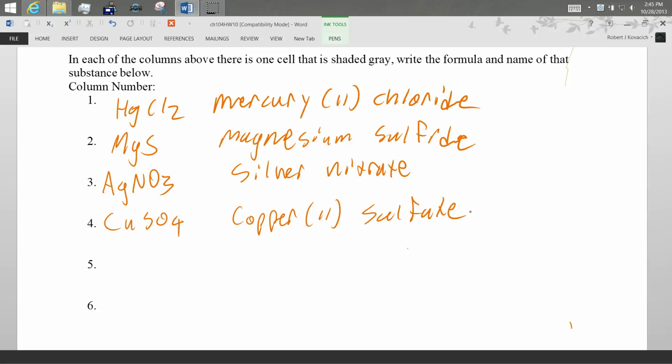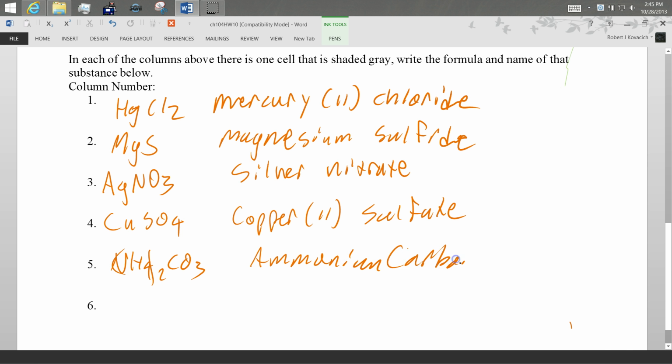Okay, and the formula for number 5? What's the formula? (NH4)2CO3. Okay, so I've got 2 polyatomic ions, so how do I name that? Ammonium carbonate. Not very good with my U's and M's today. U-M. So polyatomic ions, just say their name. Doesn't matter that there are 2 ammoniums.